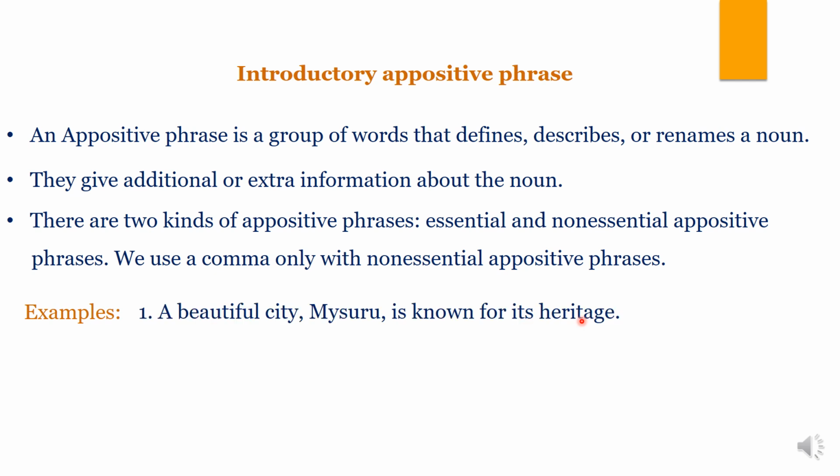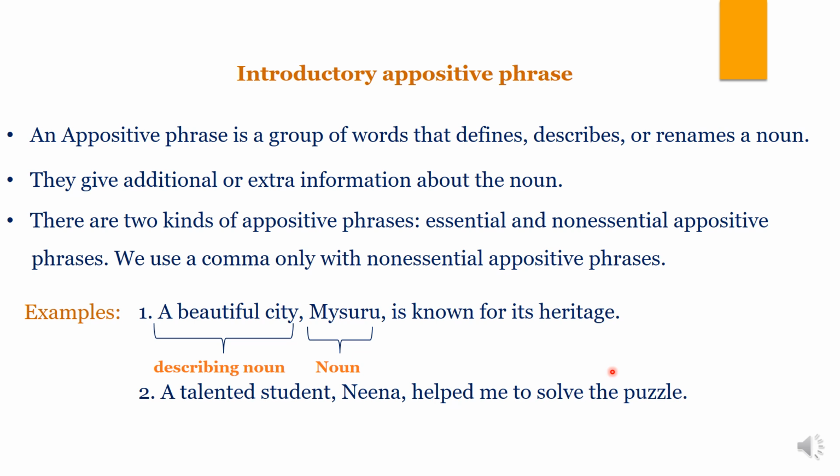Examples: the first one, a beautiful city, Mysuru, is known for its heritage. Here, Mysuru is the name of a place, so it is a noun. A beautiful city is describing the noun. Therefore, it becomes an introductory appositive phrase. So place a comma after a beautiful city and even after Mysuru. Then continue the rest of the sentence.